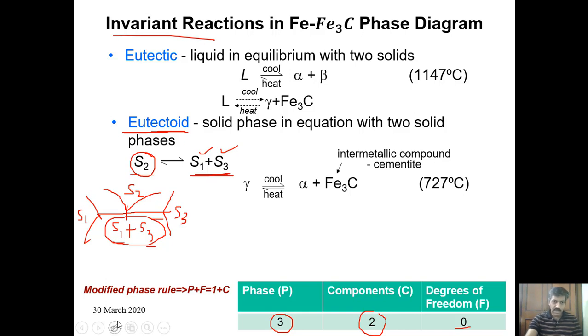Now, in our iron carbide diagram we will see one such transformation where austenite will be converted into ferrite and cementite. We will see when we go into the iron carbide phase diagram, then you will understand.